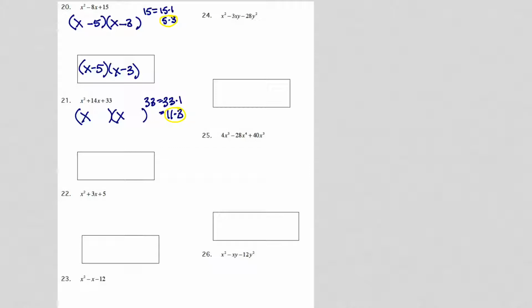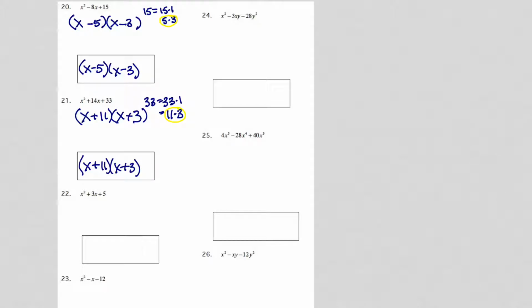So let's write 11 and 3, and the 33 is positive. So these two numbers have the same sign, which is that middle plus sign. So we'll have x plus 11, x plus 3. Let's write it here. x plus 11, x plus 3.